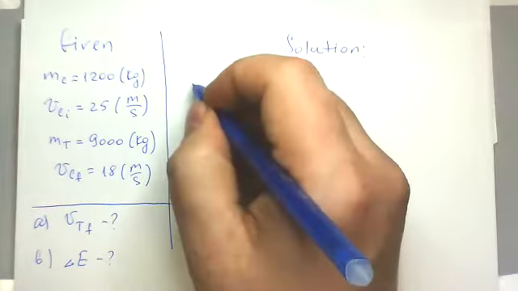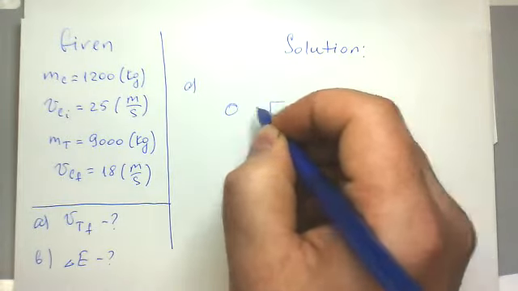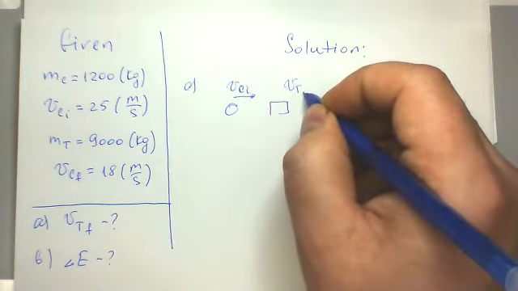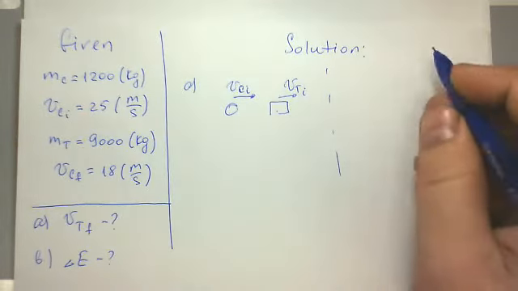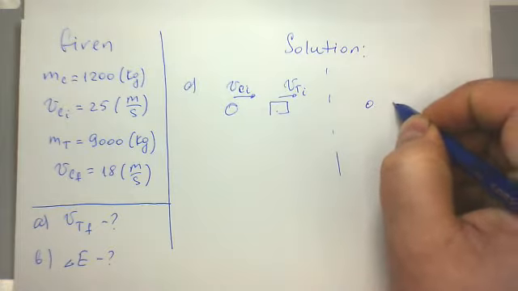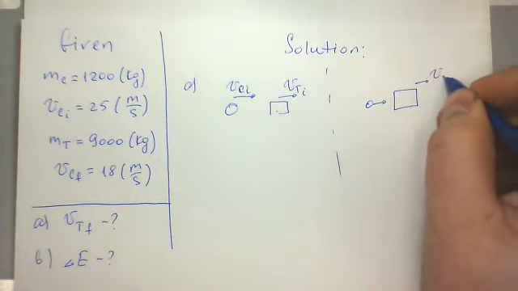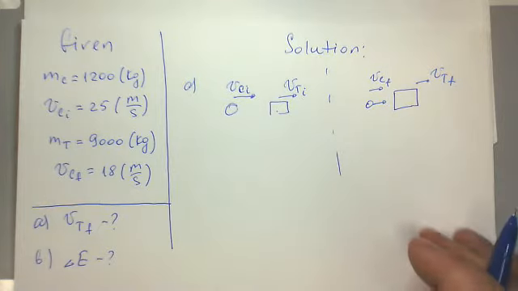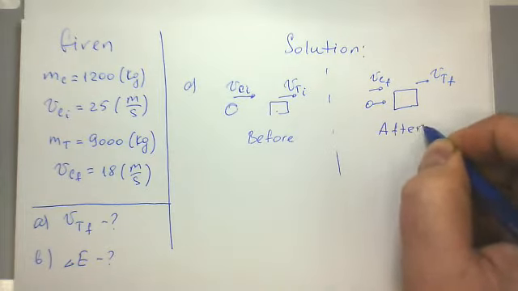So let's again just briefly draw what is happening in general. Here is a car, here is a track. The car is moving with some V initial, V car initial. The track is moving with the speed V track initial in this direction. So the car crashes into the track, and after the interaction, they have different speeds with respect to the initial. The track has V track final speed, and the car has V car final speed. That was before the interaction, before the collision. This is after the collision.